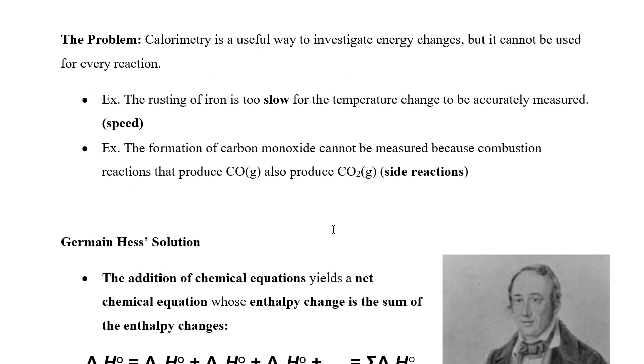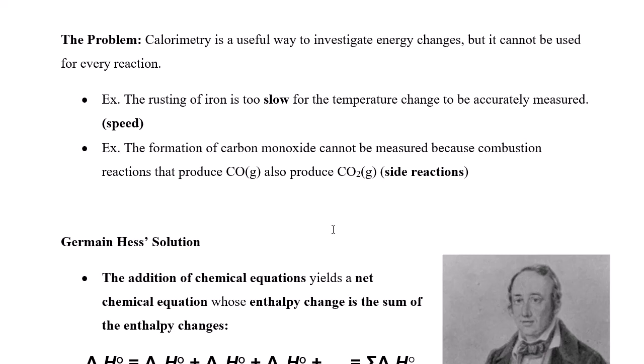So why do we need this? Because it seems kind of complicated. Well, there's a problem. We can use calorimetry to investigate lots of different energy changes, but it can't be used for every single reaction. For example, rusting of iron is a chemical reaction. It's a reaction between the iron and the oxygen to produce iron oxide and iron hydroxide. But it happens so slowly that it can't be accurately measured.